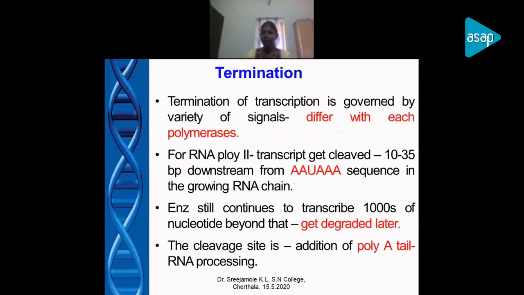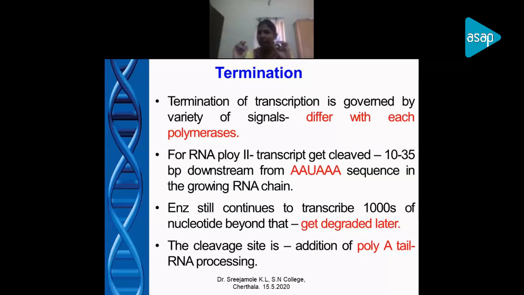And coming to the final portion, that's the termination of the transcription in eukaryotes. Termination is governed by some signals, like termination signals, which differ for each polymerase. Actually, this RNA transcript is being cleaved at about 10 to 35 nucleotides downstream from the signal, that is the A sequence, the termination signal. So before it reaches the termination signal, this RNA transcript is being cleaved. And even while the RNA is being cleaved, the RNA polymerase still continues to transcribe hundreds or thousands of new nucleotides. After the transcription, these additional elements will be degraded.